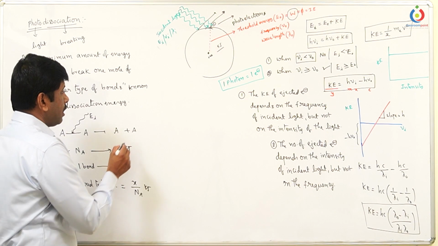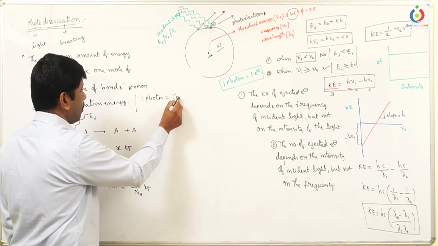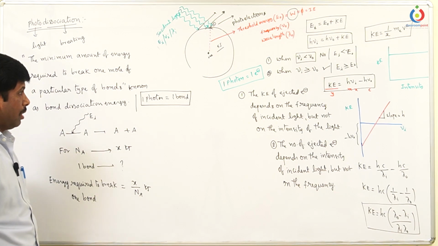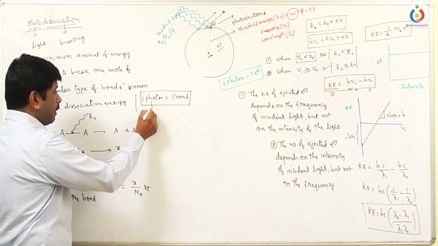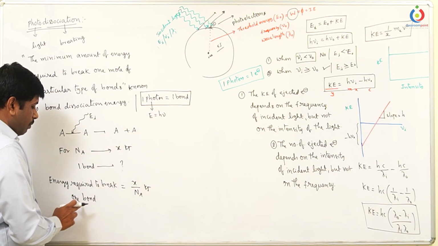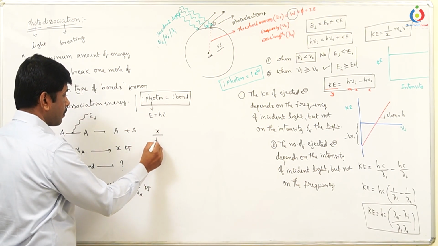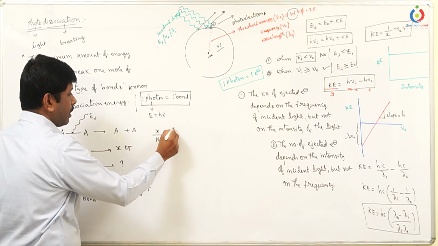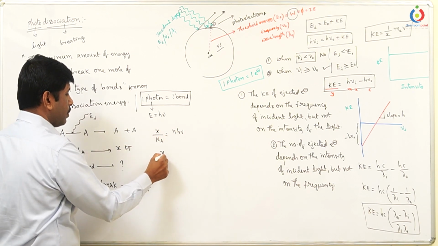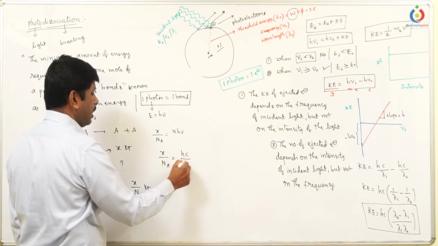You should remember one thing: 1 photon can break 1 bond, and 1 mole of photons can break 1 mole of bonds. This 1 photon energy is nothing but E equals h nu. So the energy required to break 1 bond is nothing but the energy of 1 photon. So x by Na is equal to n h nu. n means 1, so h nu. So x by Na is equal to hc by lambda.